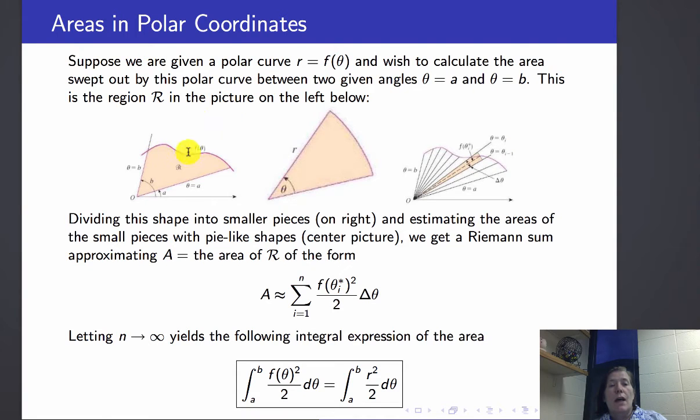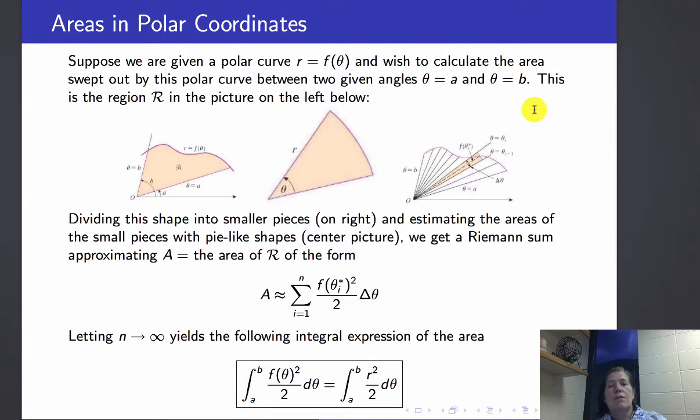So to estimate the area trapped between this curve r equals f of theta and the lines theta equals A and theta equals B, I can slice this interval of angles from A to B into n subintervals, and theta naught is A, theta 1 is A plus (B minus A) over n, and theta 2 is A plus 2 times (B minus A) over n, etc., just as I would for a regular Riemann sum.